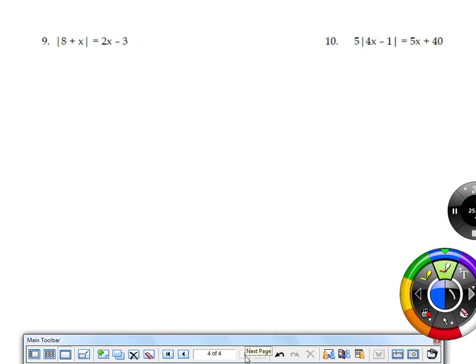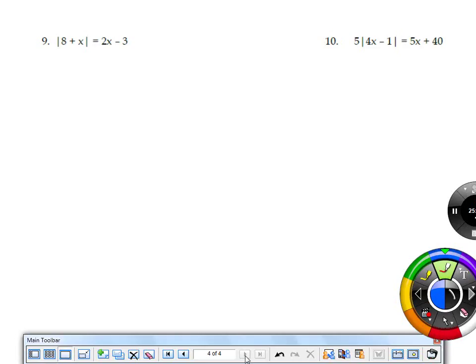All right. Why are 9 and 10 slightly more complicated than 7 and 8? Yeah, there's an x on both sides. So there's a variable inside the absolute value and outside the absolute value. First thing you have to do is get the absolute value alone. So like in number 10, I would want to divide both sides of the equation by 5. Okay, because I don't want to start solving until the absolute value is completely isolated and alone.